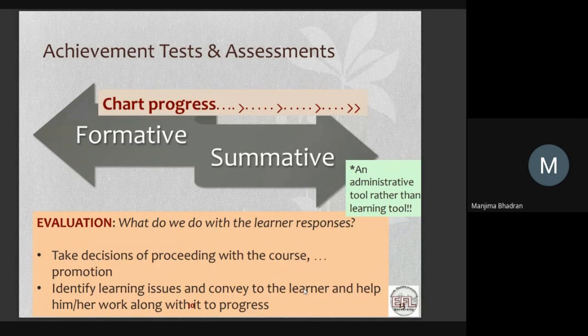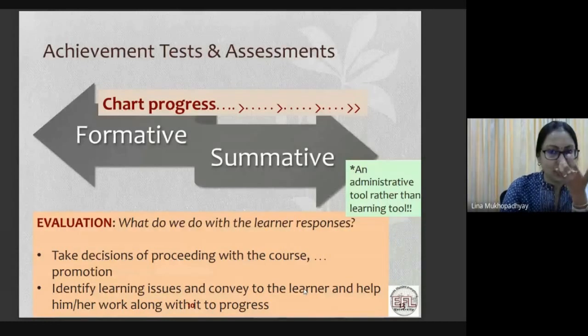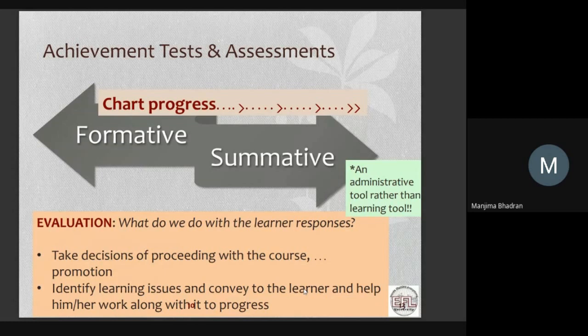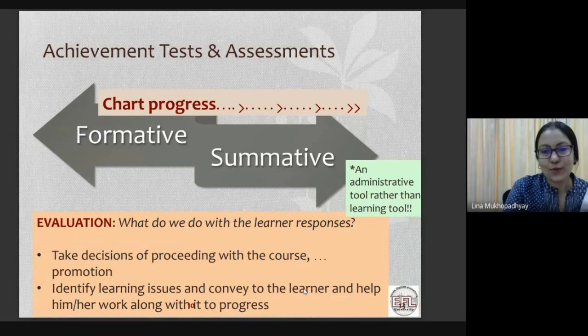Right. May I know your name, please? Very good question. My name is Manjima Bhadran. Right, Manjima. So we will handle that question at the end of the session. Is that fine? That's fine. Right. Okay. So let's move on.